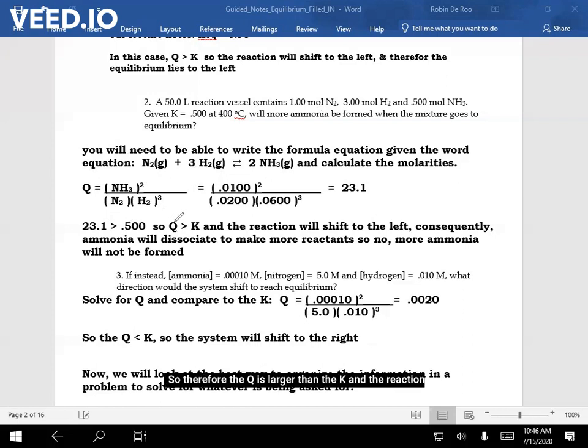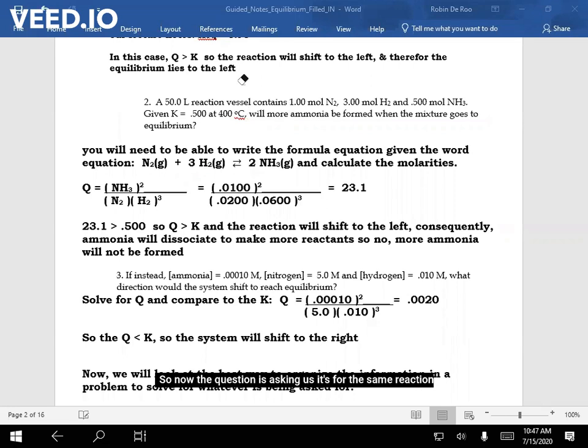Well, 23.1 is larger than 0.5. So therefore, Q is larger than K, and the reaction will shift to the left. We're saying that our reaction is going to go to the left. That means it's going to go this way. So you are not making more ammonia, you're actually losing ammonia. So the answer is no. But you need to show all the work. You couldn't just say no and get points.